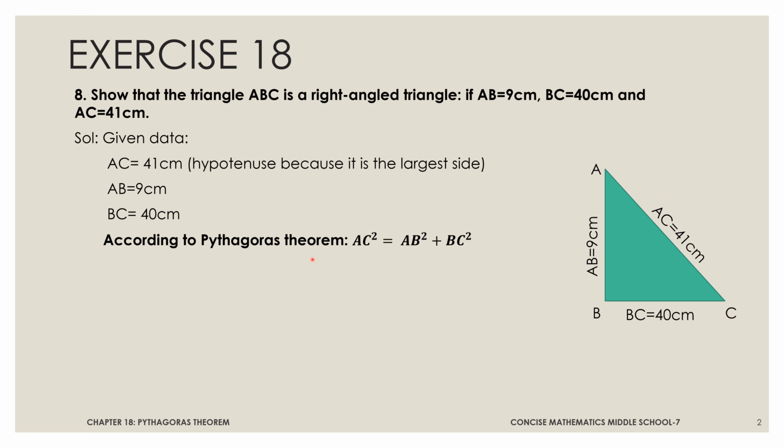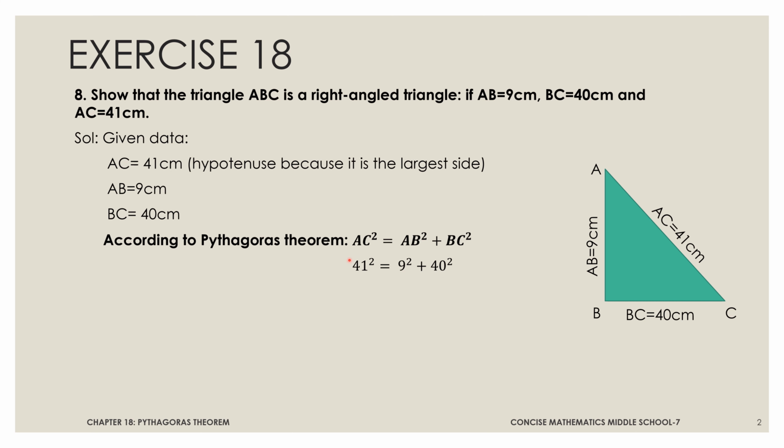Now according to the Pythagoras theorem, we all know that AC square, the hypotenuse square, is equal to the sum of the squares of the sides, that is AB square plus BC square. Now just substitute these given values in this formula, that is AC is equal to 41. So 41 square, AB is 9 centimeters, so 9 square plus BC is 40 centimeters, so 40 square, right?